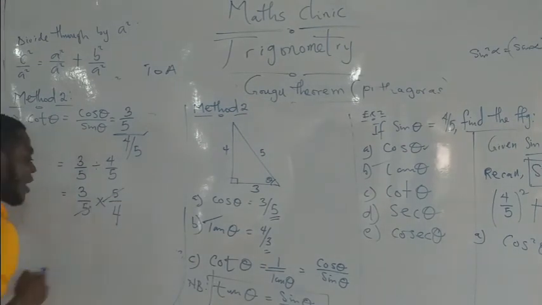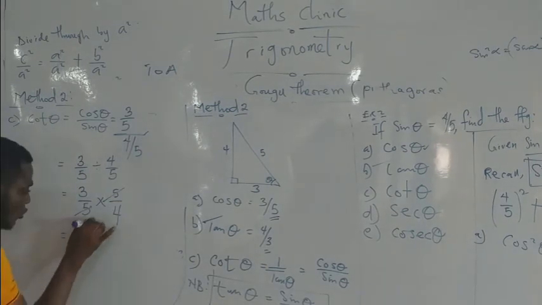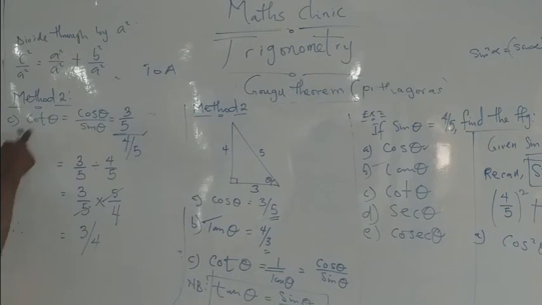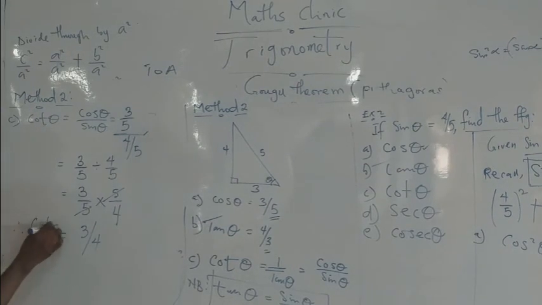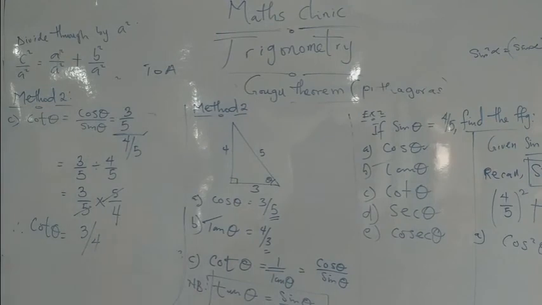This guy and this guy will go. So we are left with 3 over 4. So you can see therefore cot theta equals 3 over 4. Still the same thing. So the next one is, oh, not the last, D.